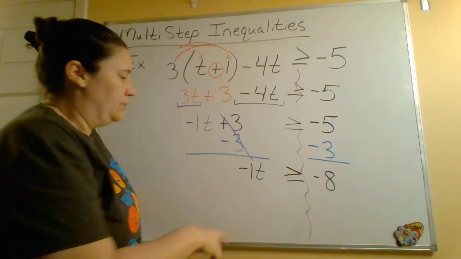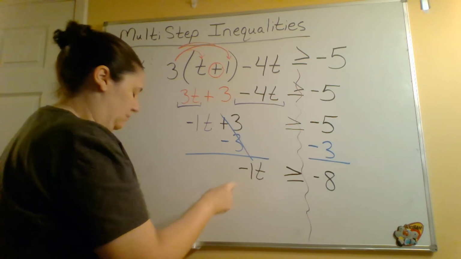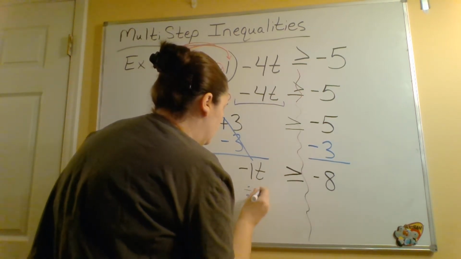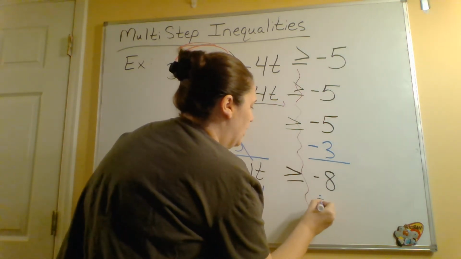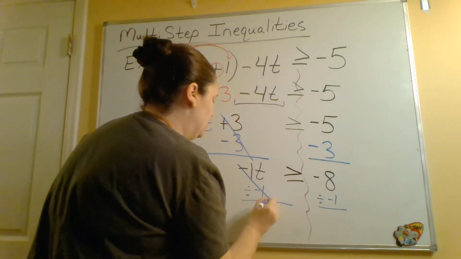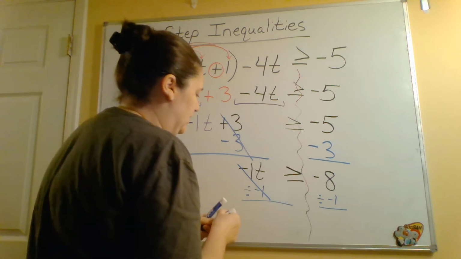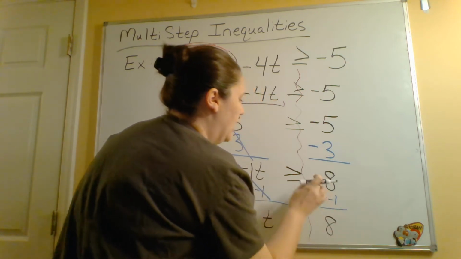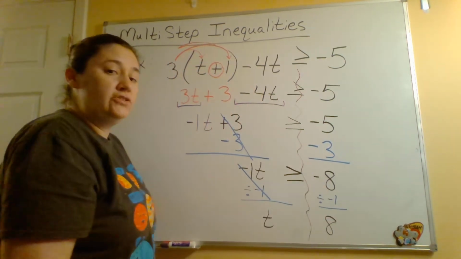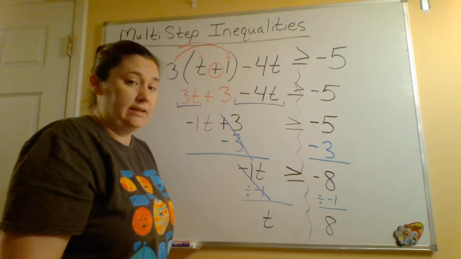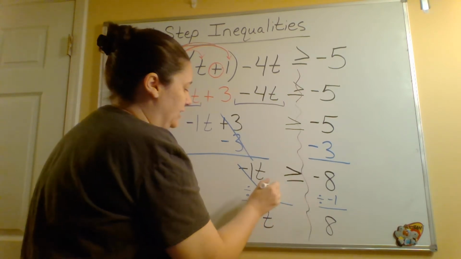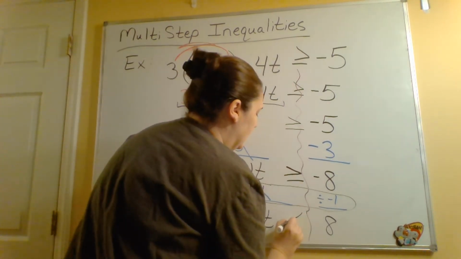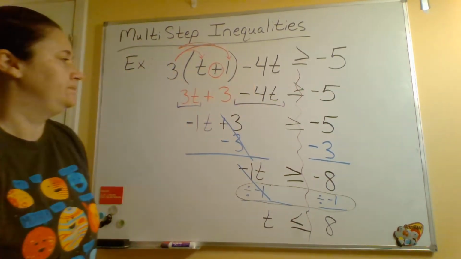Oh, one more step. T is being multiplied by a -1, so I'm going to have to divide both sides by a -1. Divide by -1. The 1's cross off. I have t on the left. I have 8 on the right. Same sign, positive. And do I have to switch the sign? Yes, I do. I divided by a -1 right here. I divided both sides by a negative number. You need to make it less than or equal to.